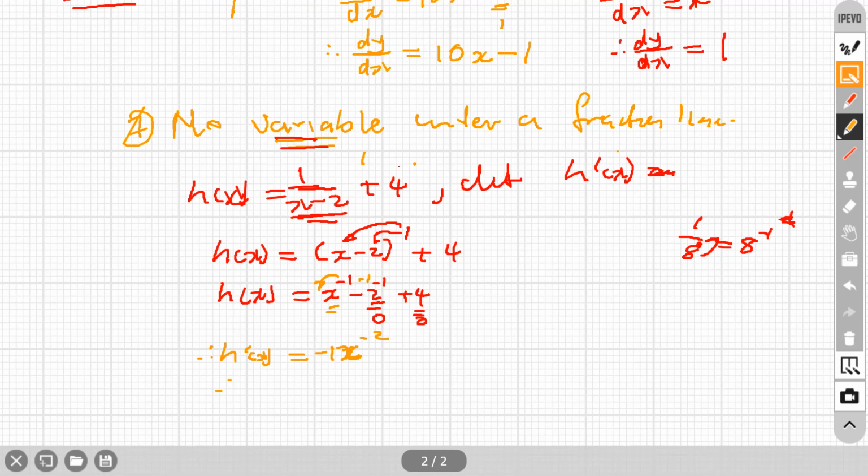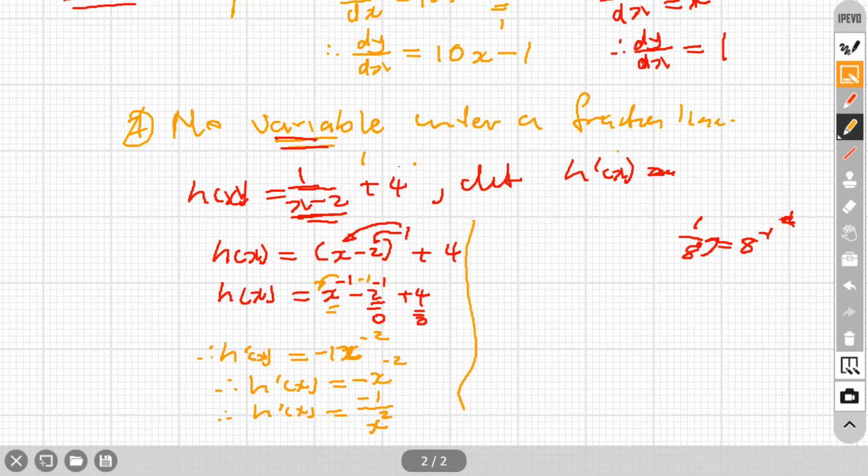So basically, h prime of x, or the first derivative of x, is equal to negative x to the power of negative 2, which is also equal to negative 1 over, then we take this x downwards, x to the power of 2. So this is our first derivative of h of x. So guys, remember, no variable under a fraction line.